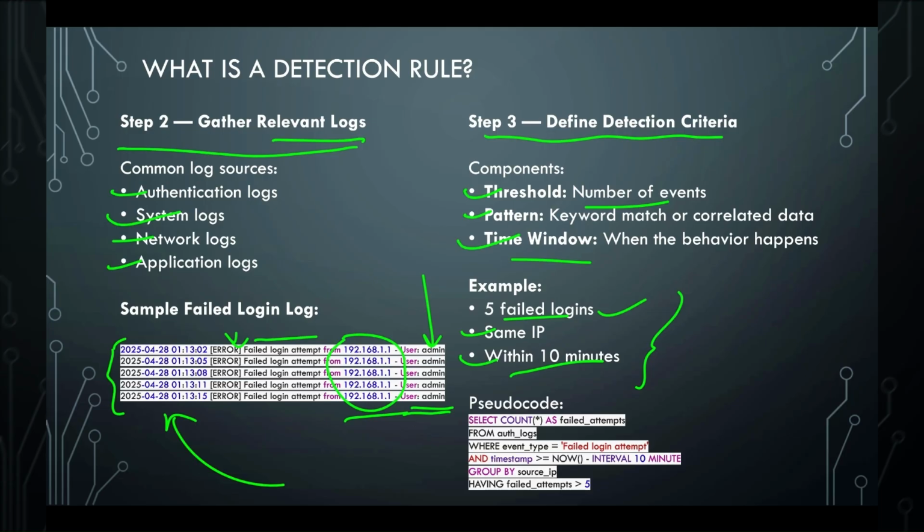So here we have pseudocode. Here you can see: select count as failed login attempt from authentication log where event type is failed login attempt, and then the timestamp will be more than or equal to now minus interval 10 minute, I mean from now to the previous 10 minutes, and then group by source IP having failed attempt more than 5. So this rule would trigger an alert if more than 5 login attempts from the same IP address happen in under 10 minutes. Hope you understand the logic.